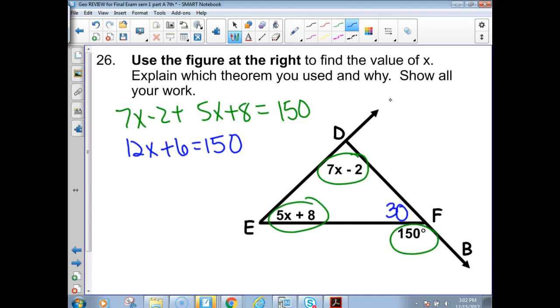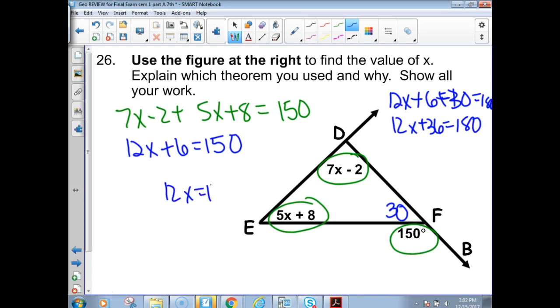So you'd have 12x, negative 2 and 8 is 6, plus 6 plus 30 equals 180. You could have done the problem just like this and get the same answer. So I'm going to get 12, and this problem would give you 12 also. Okay, so I don't care which way you do it.